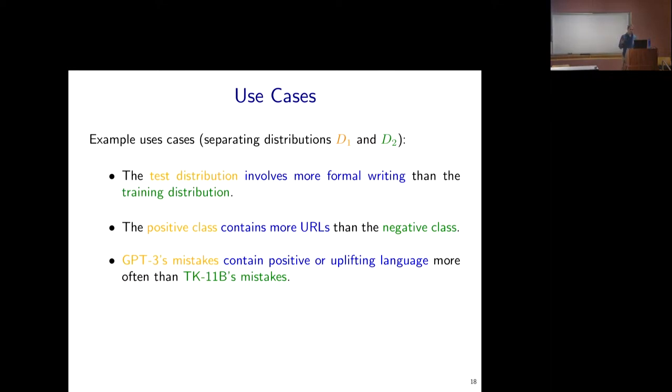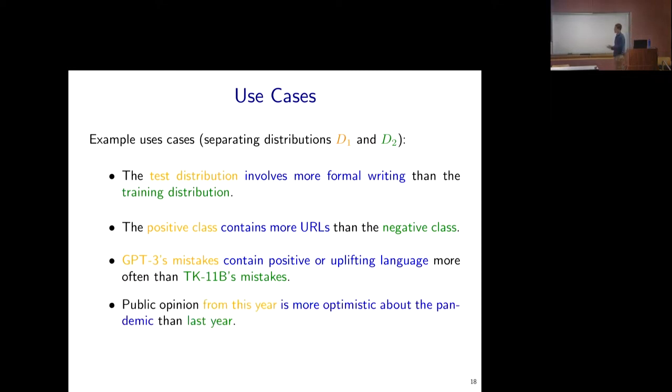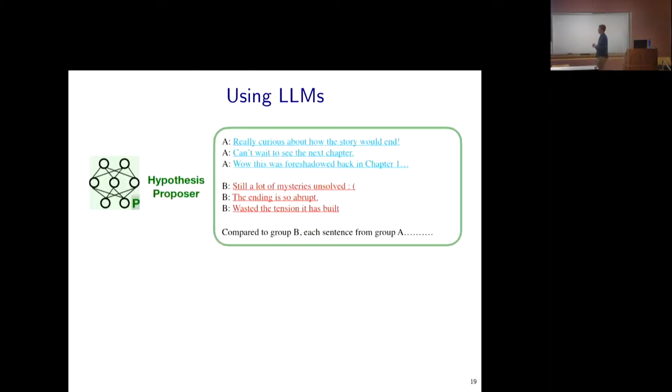And this maybe teaches me something about the errors of these two models. I could also use this for social science applications, right? So maybe I look at a bunch of tweets and I determine that public opinion from this year is more optimistic about the pandemic than last year, right? So these are all pretty natural use cases that you would care about, that basically just come down to this explainable classification problem. So we're going to do this using LLMs.